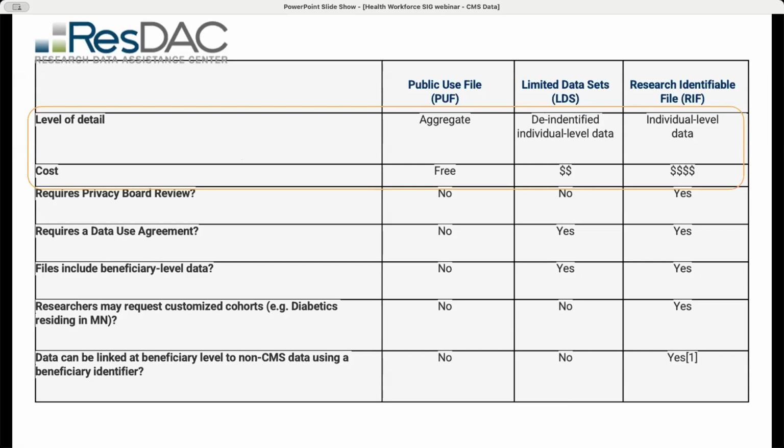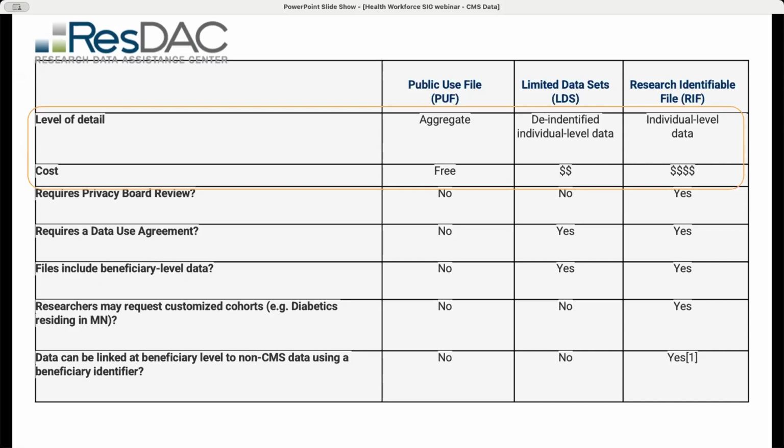And they're just that, they're aggregate data. So they're at the hospital level, the nursing home level, the clinician level, but there's limited data that you can get beyond that. A limited data set is patient level data or beneficiary level data, but it's de-identified.